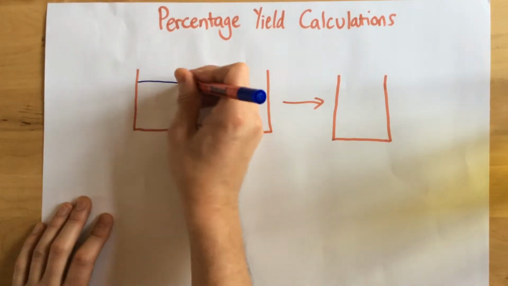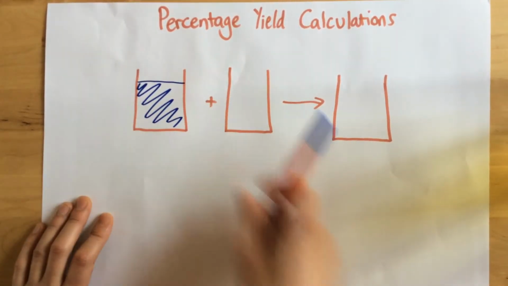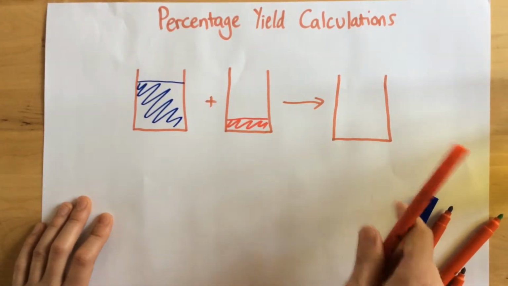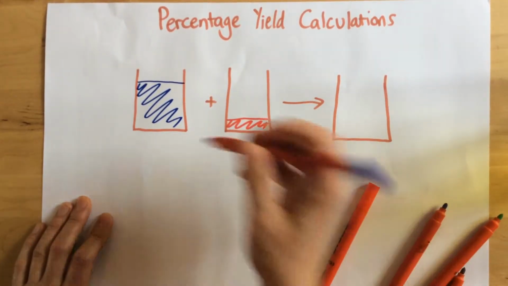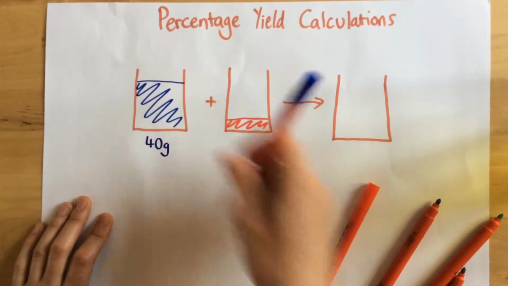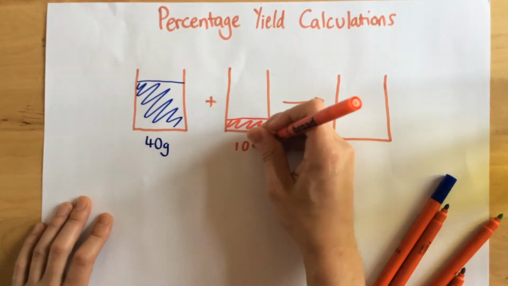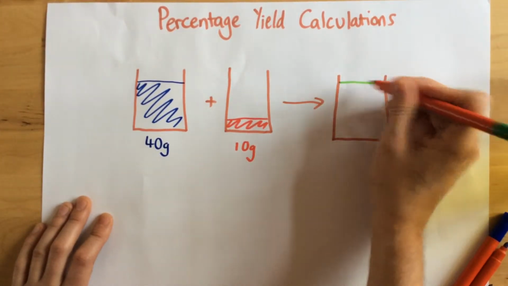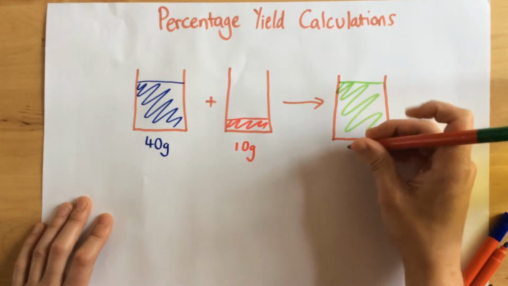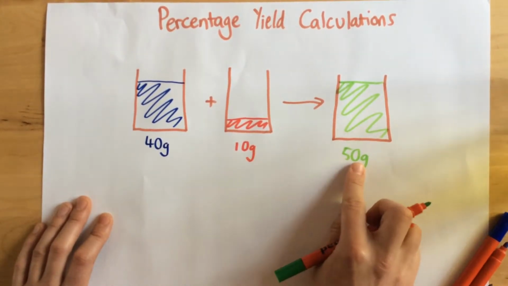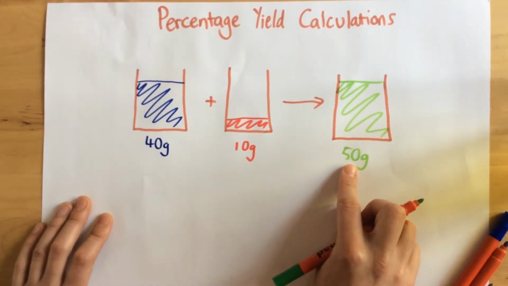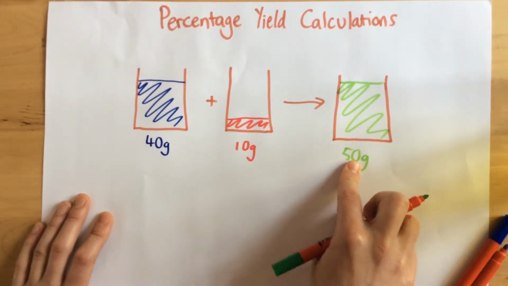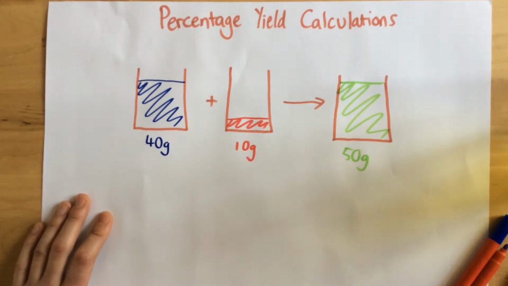Now let's just imagine this. Let's imagine in a lab we were doing a series of reactions between some reactants to make a product. If I have 40 grams of this and I had 10 grams of this, my theoretical yield would obviously be 50 grams. I'd expect to be making 50 grams of this. However, in reality, this is never the case. Now, the reason for that is, well, there's three different reasons.